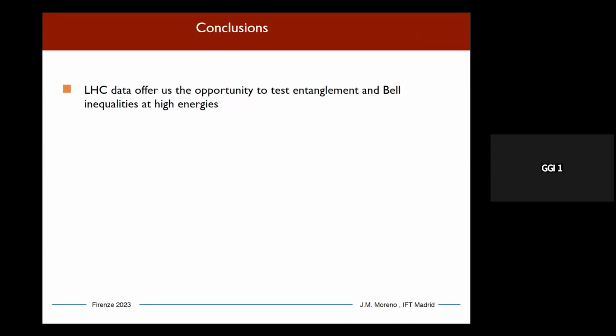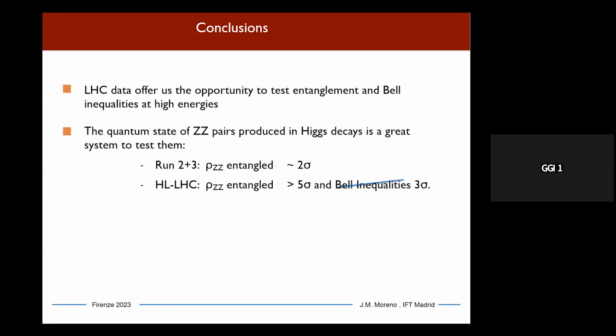So that brings me to my conclusions. LHC data offer a good opportunity to test Bell inequalities at high energies. The quantum state of the Z pairs is a great system, it's very easy to understand, and it's very easy to have some kind of theoretical intuition for how this is going to be produced, and you could, as I mentioned before, even evaluate this matrix analytically.